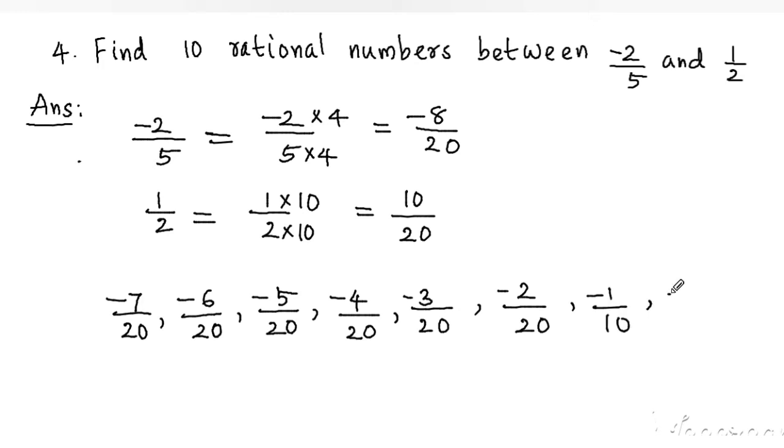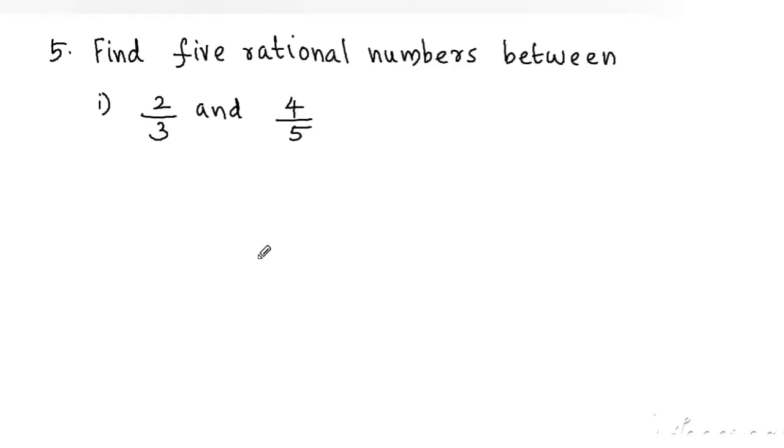Okay, then 0 by 20 is same as 0. Okay, so you can just write 0. Then next number is 1 by 20 and 2 by 20. So you can see these are 10 rational numbers. So you can take denominator as any multiple of 5 and 2. Okay, that will work. Now we can move on to the fifth problem.